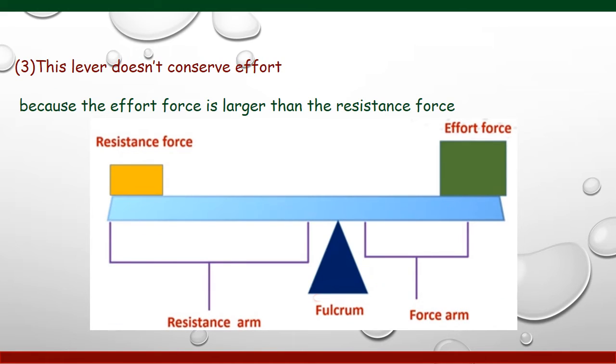In this case, also in the first class lever, the F arm is smaller than the R arm. Yes, that's right. This lever will not conserve the effort. Because Miss Rasha said that to conserve the effort, the F arm should be longer than the R arm. And that's not here.